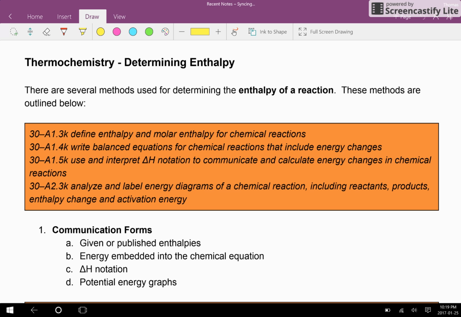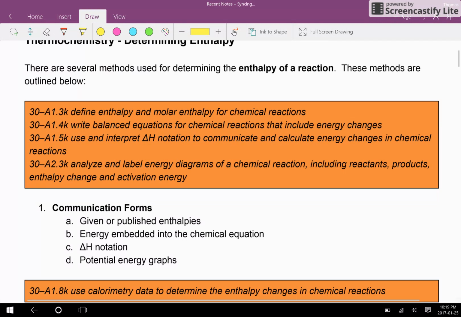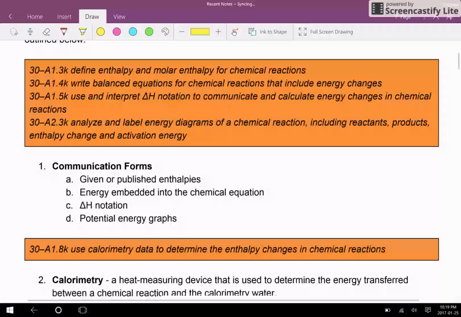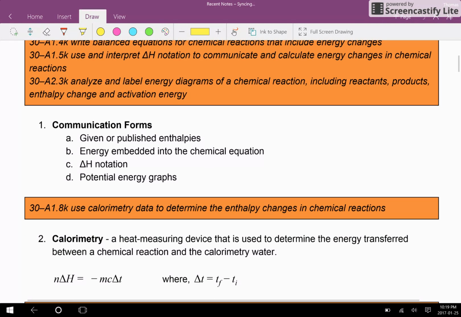Hi, everyone. One of the main themes that runs through the thermochemistry unit in Chemistry 30 is to determine the enthalpy of a reaction. So we're going to take a look at the different ways that we can calculate enthalpy or determine enthalpy in a chemical reaction.